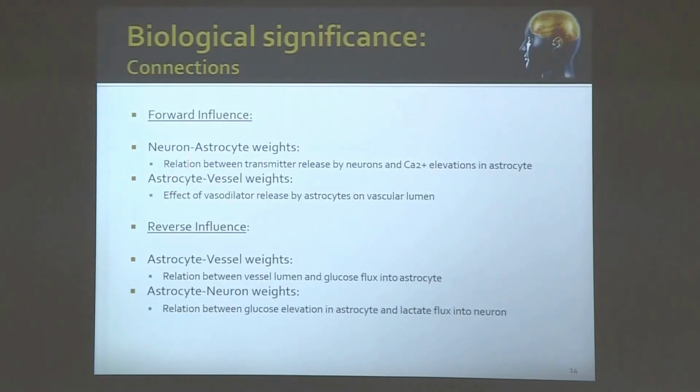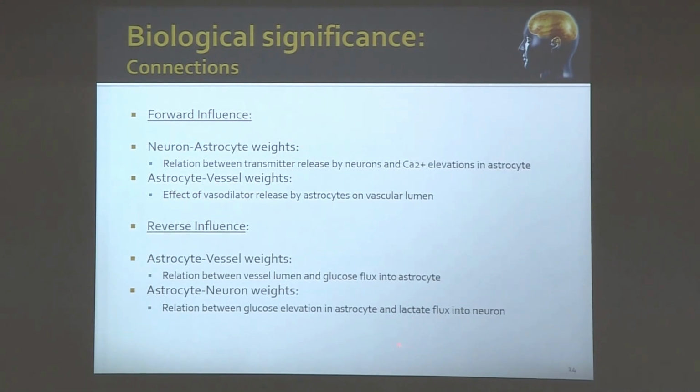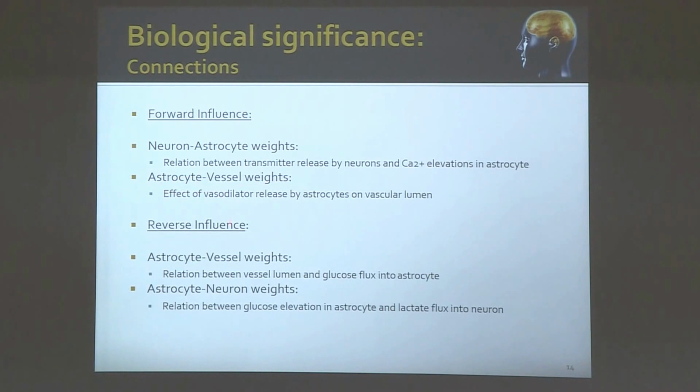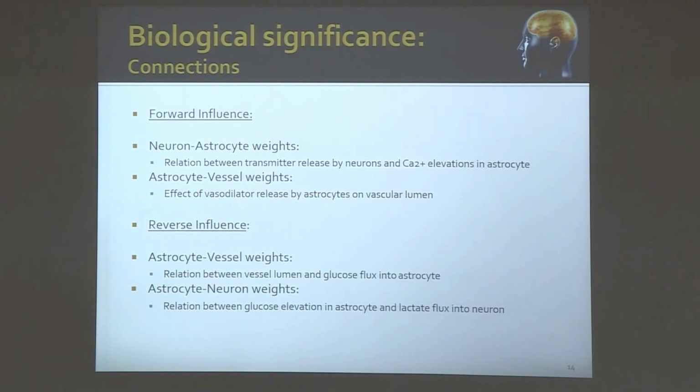First of all, there are two directions in which signal flows in this network. There is a feed-forward influence from neuron to astrocyte. Here we are talking about something like a weight. Normally a weight is associated with the synapse, but here the idea is extended to neuron-astrocyte connections, and you can give some biological interpretation to that. On top of that, the astrocyte-vessel connection is even more interesting. Can we give a biological interpretation to that? We can.